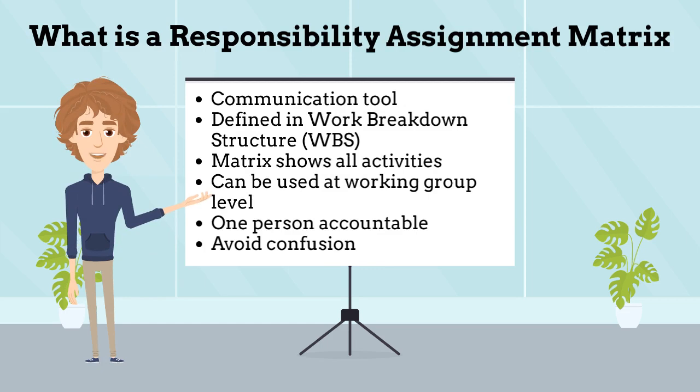A RAM is used in project management as a communication tool to ensure that work tasks are designated a responsible agent. A RAM can define what a project team is responsible for within each component of the work breakdown structure. It could also be used within a working group to designate roles, responsibilities, and levels of authority for specific activities. The matrix format shows all activities associated with one person and all people associated with one activity. This ensures that there is only one person accountable for any one task to avoid confusion.